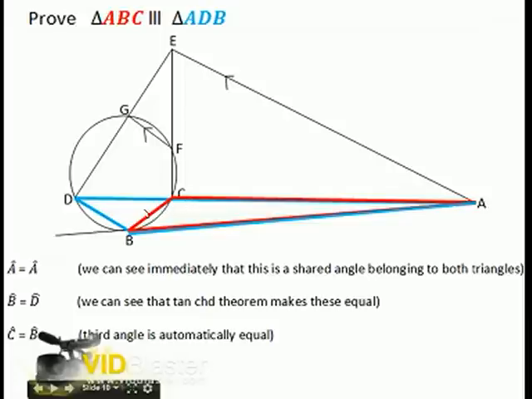You see which ones you can spot the quickest, because you only need to find two of them. Because if two angles of one triangle are equal to two angles of another triangle, then the third one is automatic. The sum of the angles in a triangle being 180, they're automatically equal. So we only ever have to prove two.